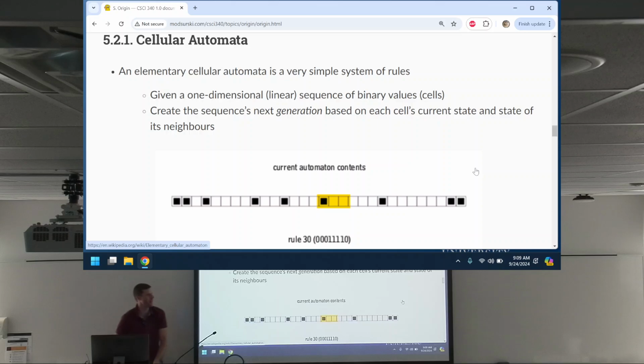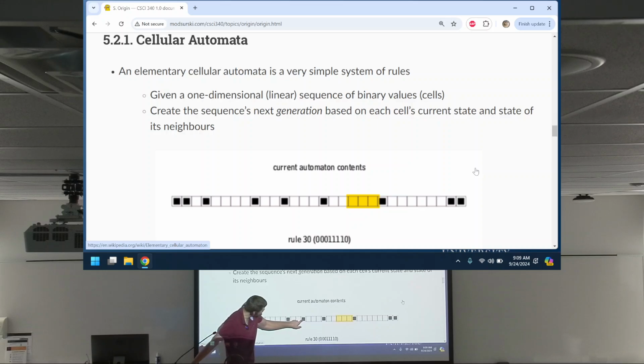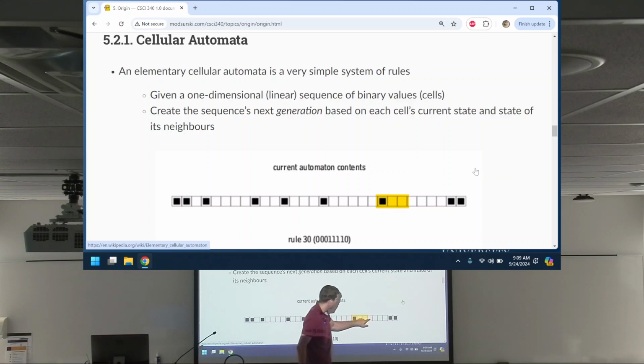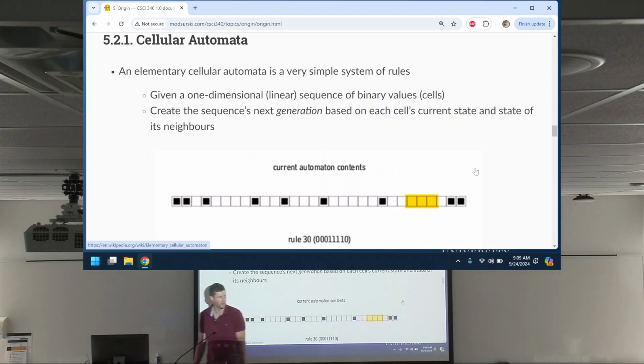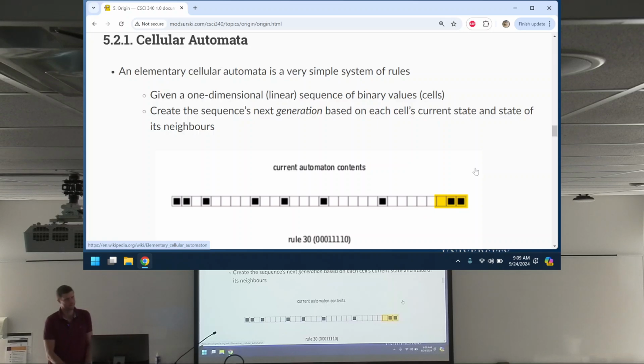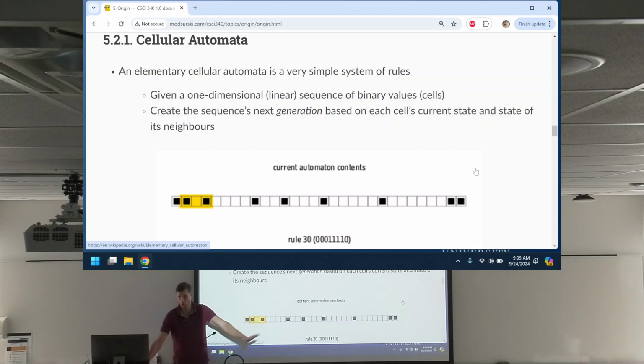So we have one dimension. How many do I have here? 1, 2, 3, 4, 5, 6, 7, 8, 9, 10, 11, 12, 13, 14, 15, 16, 17, 18, 19, 20, 21, 22, 23, 24, 25, 30. Okay, I've got 30. I don't think that's why it's rule 30 though. Maybe it is. I don't know. We've got 30 cells. And the cell has something in it or not. Cool? Do we understand?